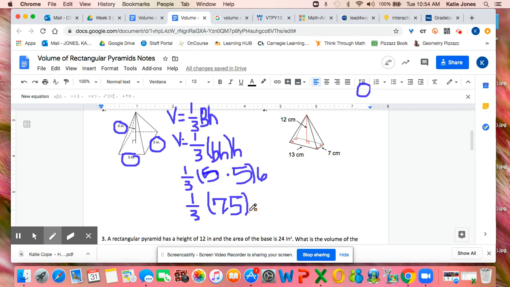And then you can either divide by 3 first and then multiply it by 6, or multiply by 6 and divide it by 3. Either way, it won't matter. So let's say I do 75 divided by 3 first. So that's going to give me 25. Then 25 times 6 is going to give me 150. So then my answer is 150 inches cubed.